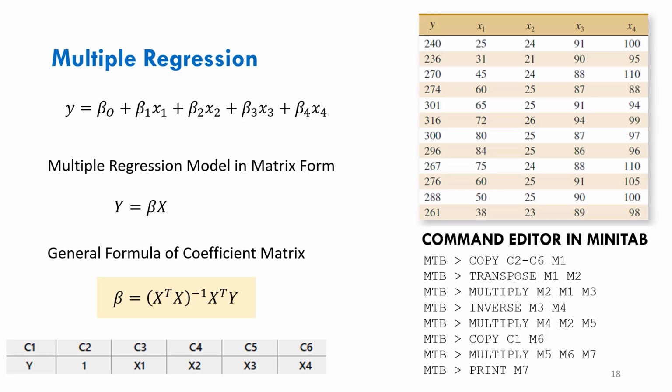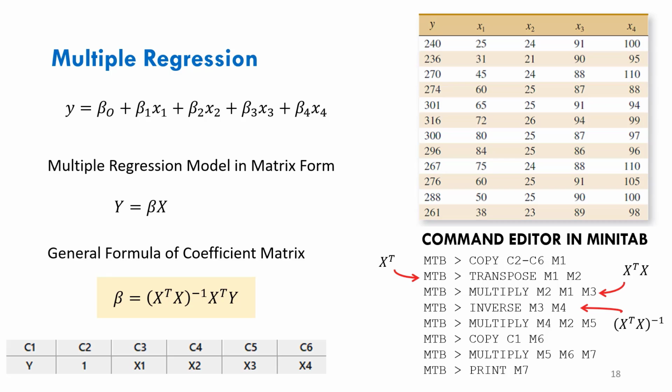So first, I will write the command to make a matrix of regressor, that is X. In order to fit the values in that matrix, I will copy C2-C6, give a space, and write the name of the matrix. After that, the first step to find beta is to transpose that matrix. So I will transpose M1 and give a space to write another matrix M2. The next step is to multiply X transpose with X. So write multiply matrix M2, which is the transpose of X, and then M1, which is matrix X, and then a space, and write a new matrix M3.